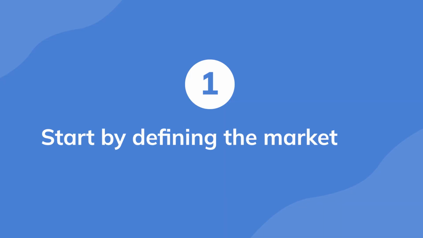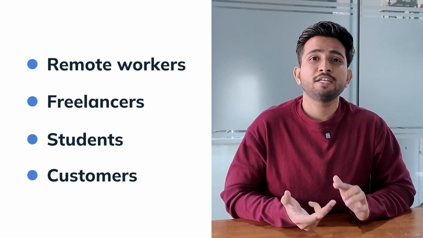Start by defining the market you're actually analyzing. Keep this specific. For Daily Grind Coffee, the market is not just the coffee industry. It's too broad to be useful. A better definition would be a local cafe serving remote workers, freelancers, students, and nearby customers looking for a comfortable place to work and meet. This is much more practical. If you define the market too broadly, your analysis becomes vague. The more specific you are, the more useful your research becomes.